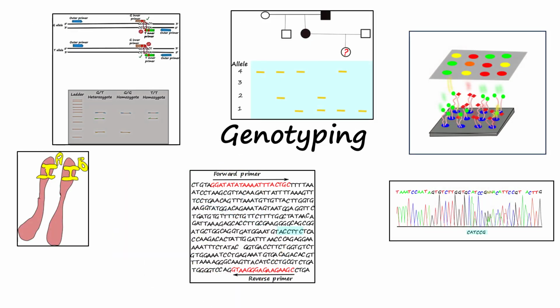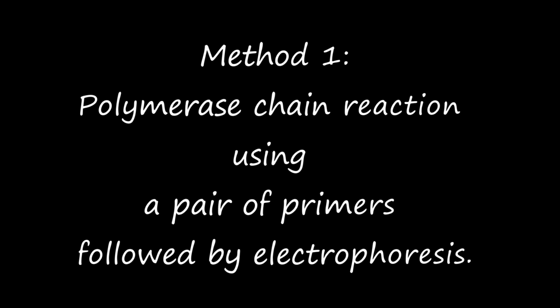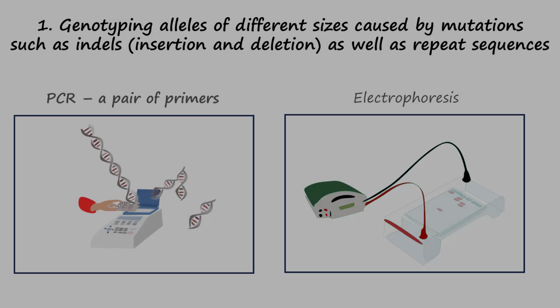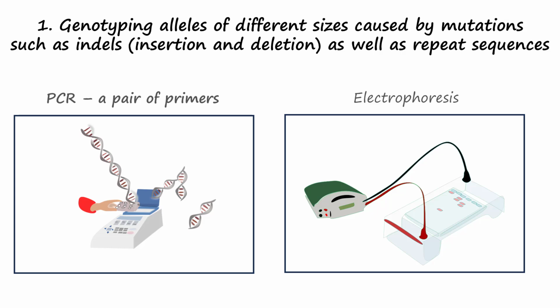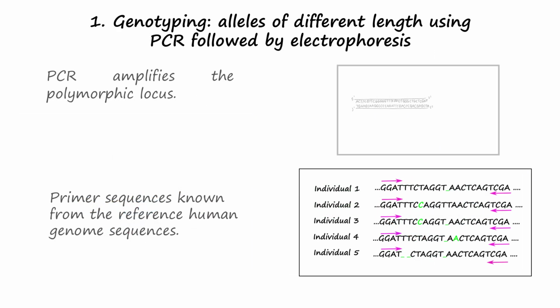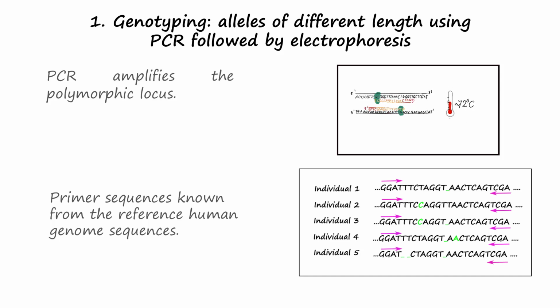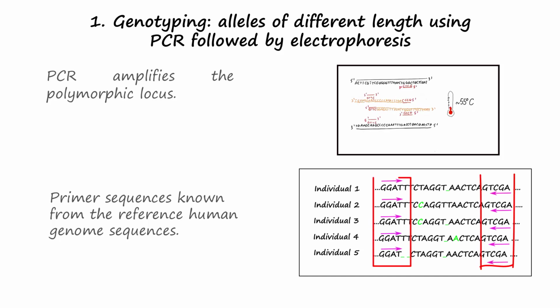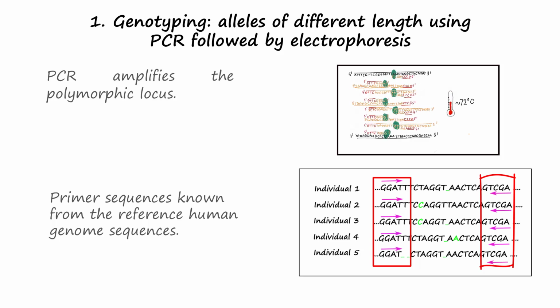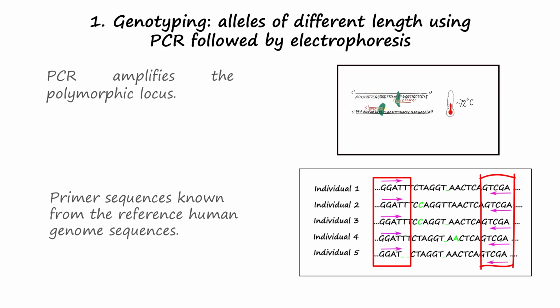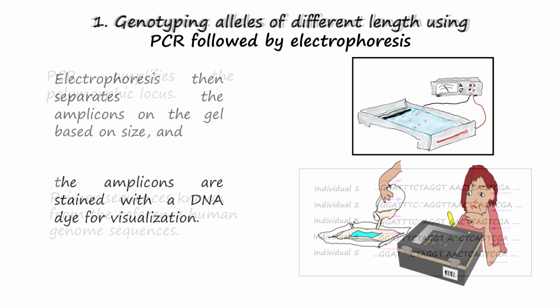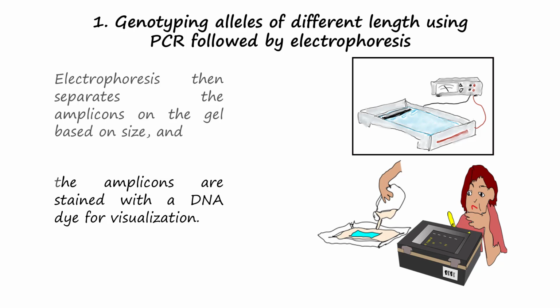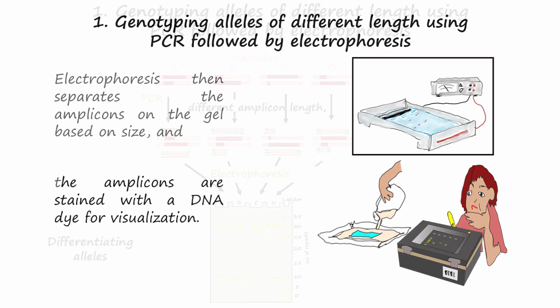Among the genotyping methods, polymerase chain reaction using 2 primers followed by electrophoresis may be used to genotype alleles of different lengths. PCR amplifies the polymorphic locus using primers complementary to the sequence of the flanking regions, which are generally the same in different individuals, and the sequence known from the reference human genome sequences. Electrophoresis then separates the amplicons based on size.